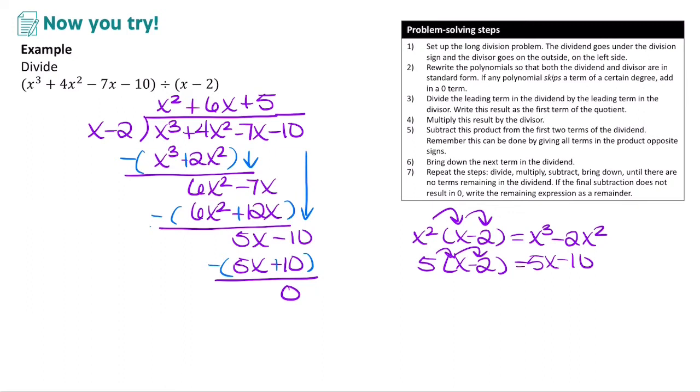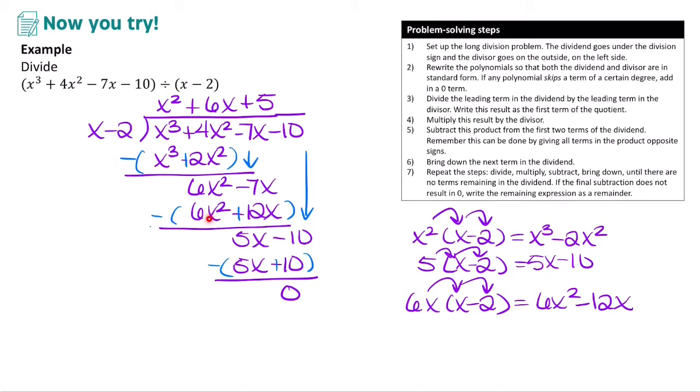We do 6x squared divided by x, which is plus 6x. And then we do 6x times x minus 2. So when we do 6x times x minus 2, that gives us 6x squared minus 12x. So now when I subtract those, I'm going to switch the signs.